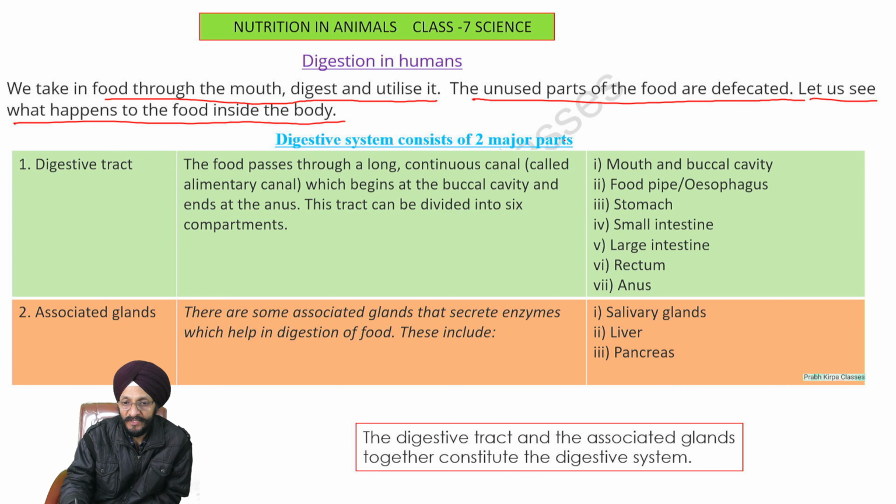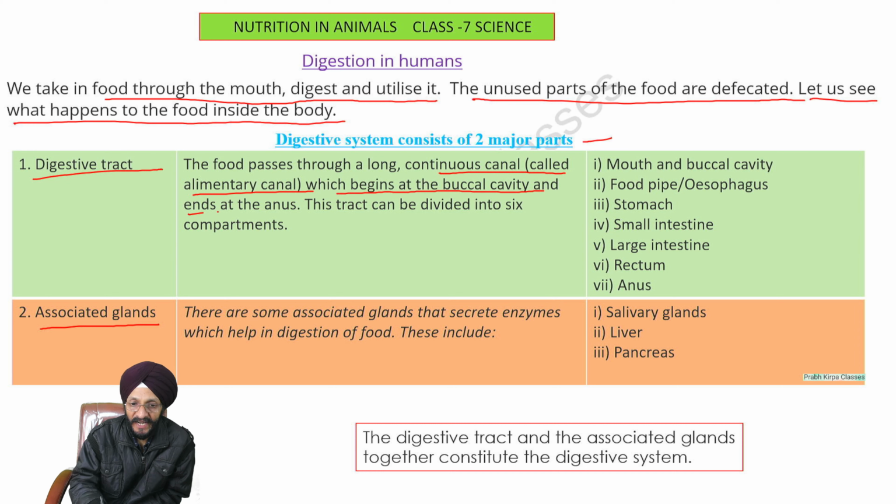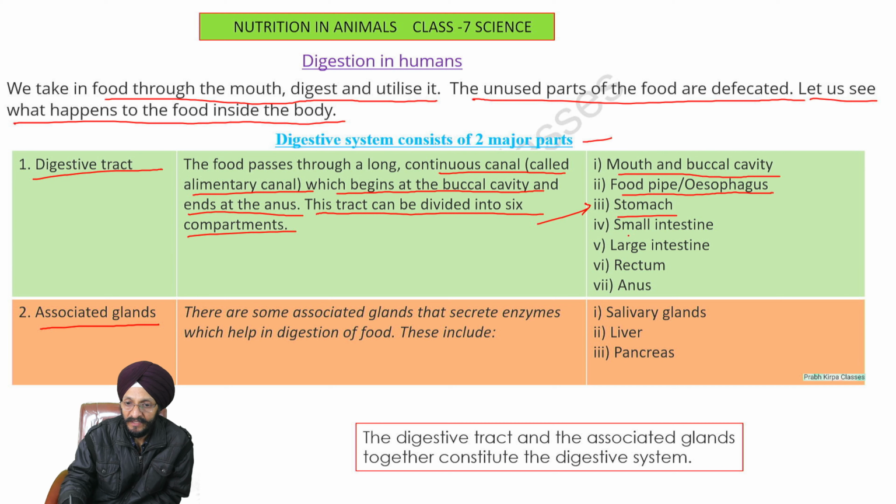The digestive system consists of two major parts, that is, the digestive tract and associated glands. The food passes through a long continuous canal called the alimentary canal, which begins at the buccal cavity and ends at the anus. This tract can be divided into six compartments: mouth and buccal cavity, food pipe, stomach, small intestine, large intestine, rectum, and anus.